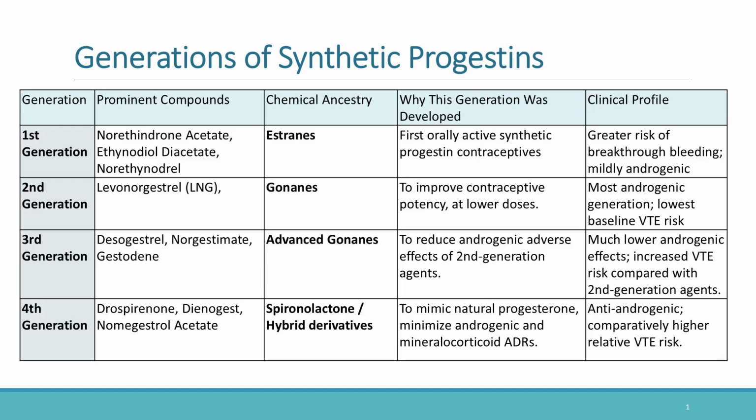Fourth-generation compounds such as drospirenone attempt to mimic natural progesterone more closely while minimizing androgenic and mineralocorticoid adverse effects. However, notice the important clinical trade-off. Lower androgenicity may come with relatively increased venous thromboembolic risk. This slide beautifully demonstrates how drug development continuously balances efficacy against adverse effects.